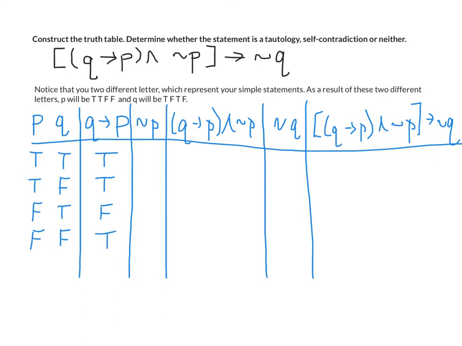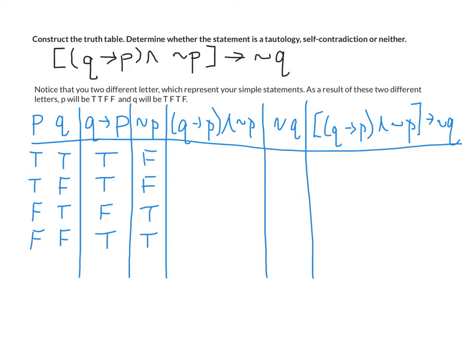All right, then we look at not P. Not P is a negation of P. That is the opposite of P. So if P is true, then not P is false. If P is false, then not P is true.